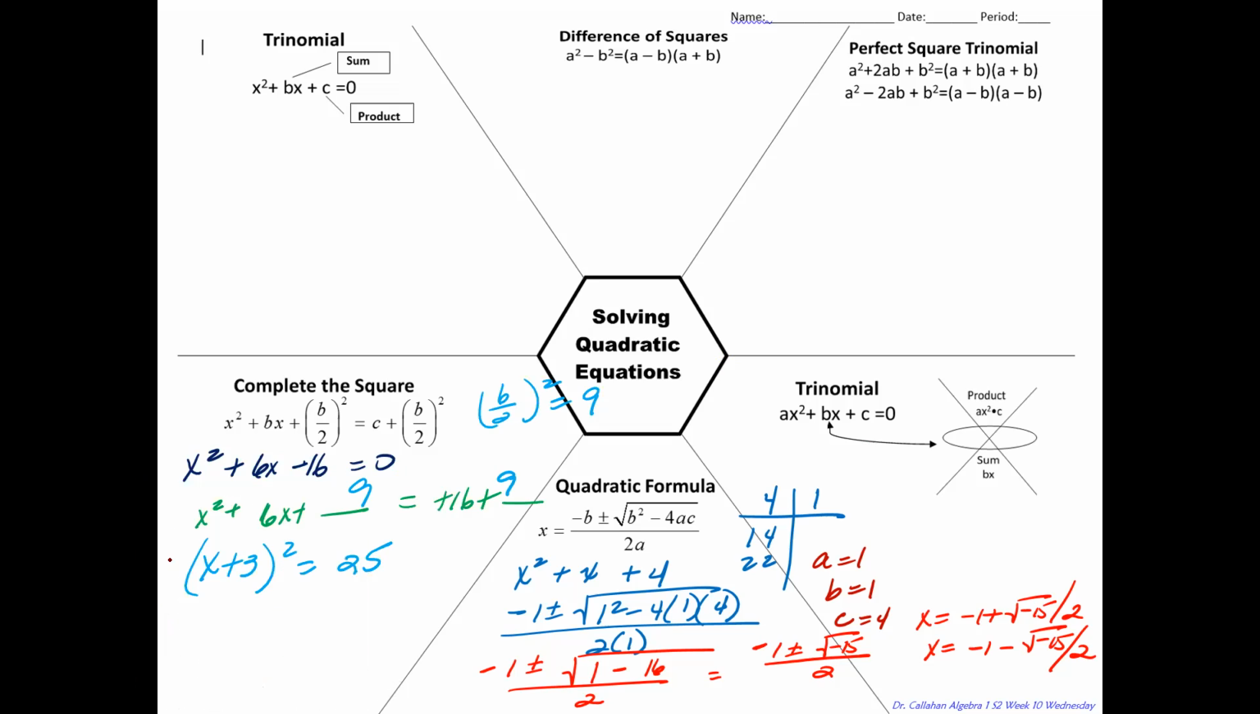To solve for this, I'm going to go ahead and square root both sides, which gives me a plus or minus 5. Subtract a 3. My first answer is a negative 3 plus 5. And my second answer is a negative 3 minus 5. So my answer in this case is going to give me a 2 and a negative 8.